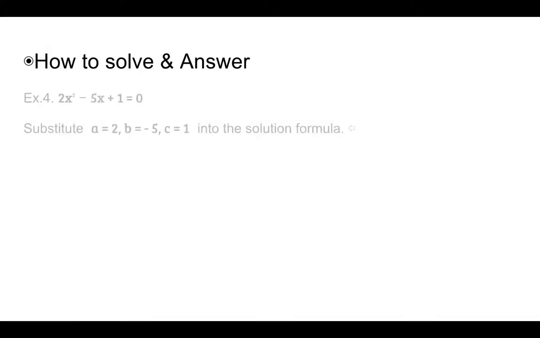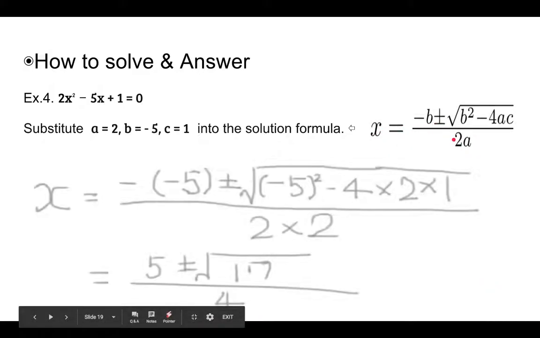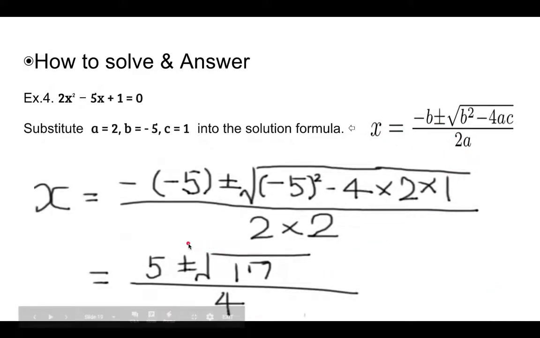So how to solve? From 2x squared minus 5x plus 1 equals 0, we substitute a equals 2, b equals negative 5, and c equals 1 into the solution formula. The solution formula is this one. So like this, we can get x equals 5 plus or minus the square root of 17, over 4. That is the answer.